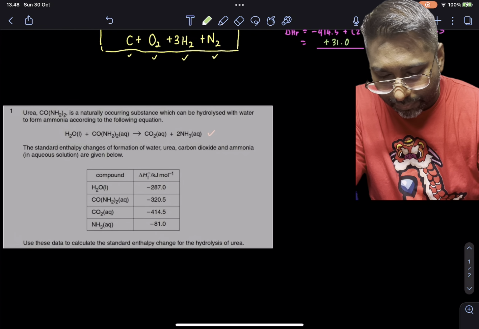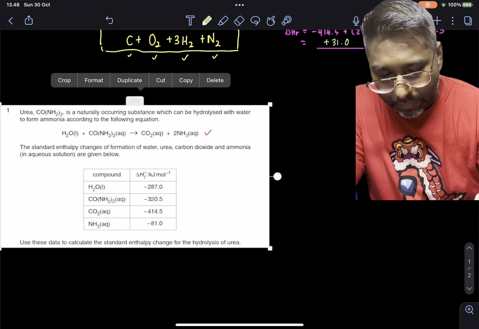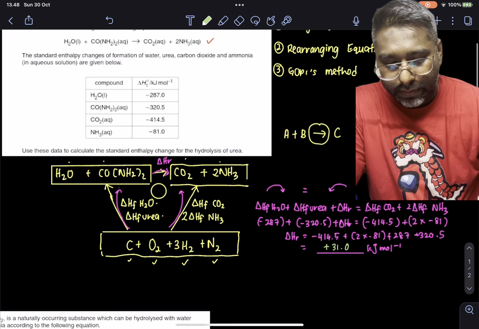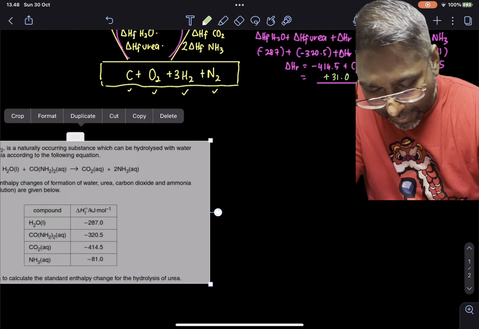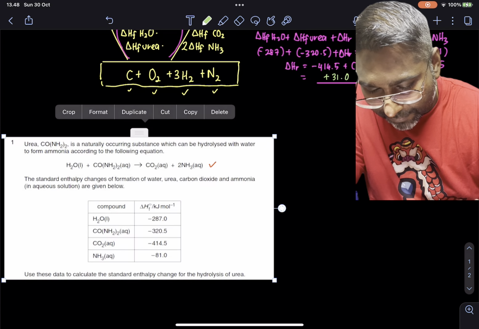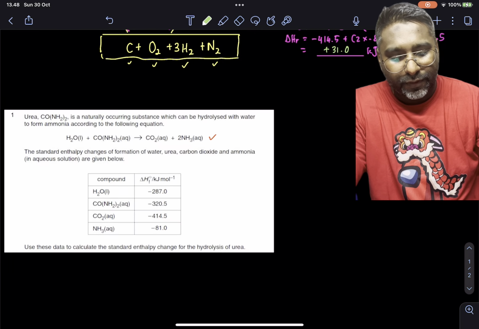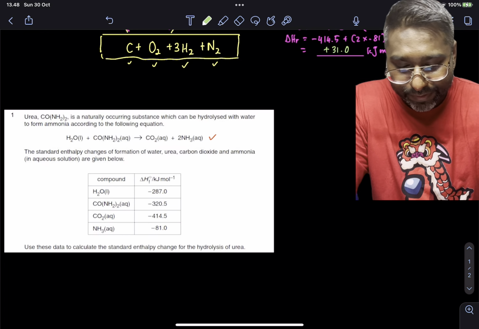Let me bring it over here. Hold on. So I'll bring it here. All right, so the second method is going to be rearranging the equation.